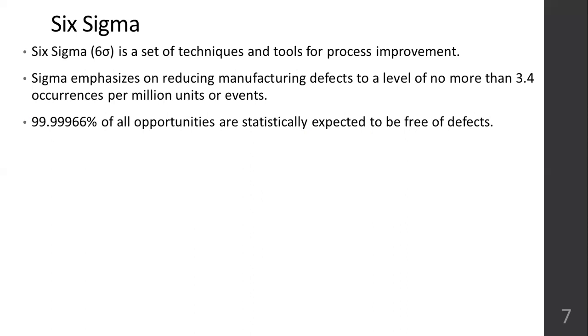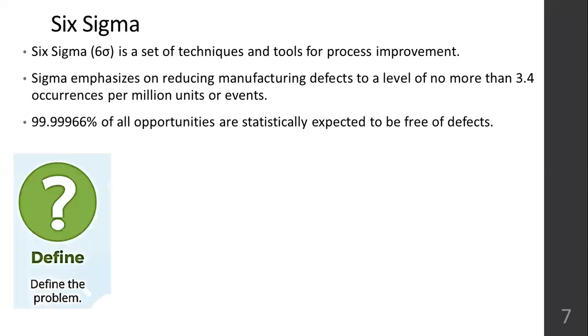Six Sigma quality is generally used to indicate a process that is so well controlled that the defects coming out of that process are very few, 99.999% of the products or processes coming out of a Six Sigma quality process are free of defects. Six Sigma always emphasizes reducing manufacturing defects to a level of no more than 3.4 occurrences per million units or events. That is Six Sigma.